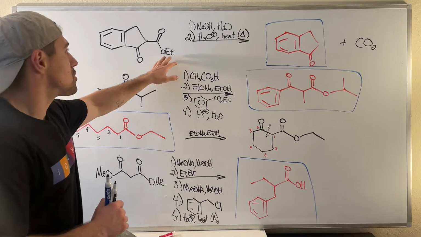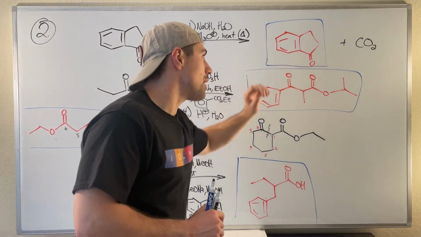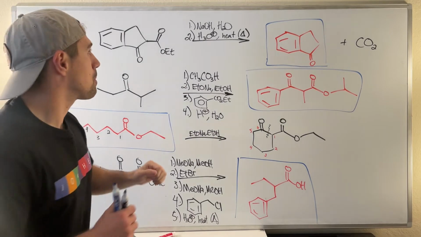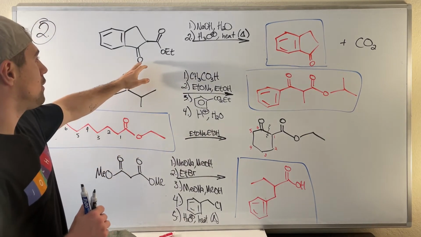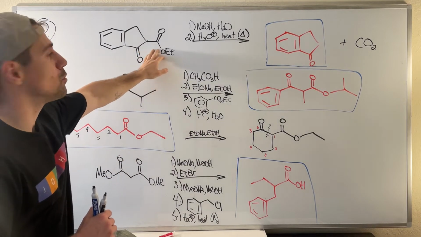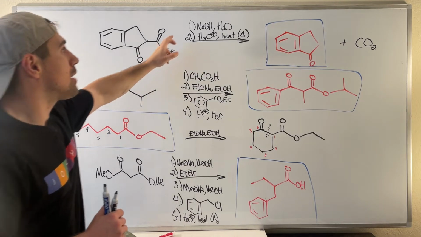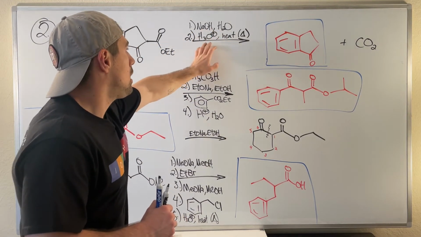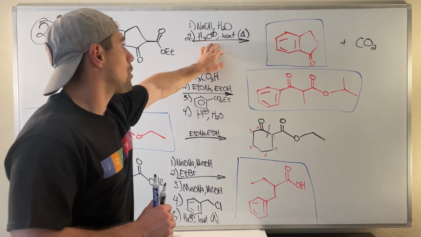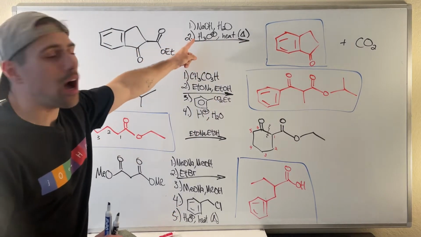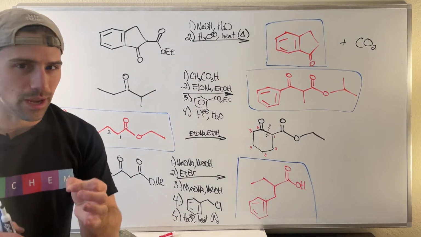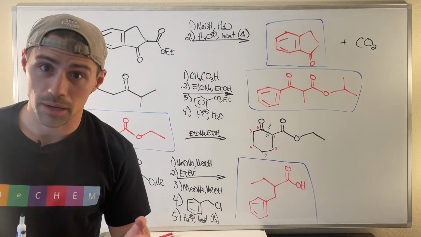So if we take a look at this top one, we obviously see the answer in red, but let's dive into what happened here. We have a 1,3-dicarbonyl situation, one of them being an ester, and we have a first step of NaOH and H2O, and then a second step of H3O plus and heat. Now when you see this combination, it's almost a dead giveaway that it's going to be a decarboxylation type problem.